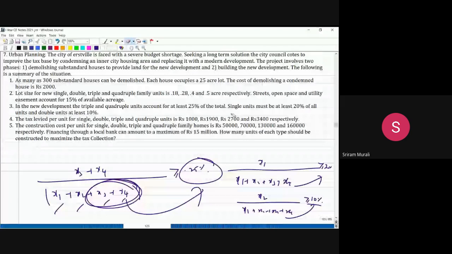The cost of construction per unit for single, double, triple, 4-unit will be, these are the expenses. For 1-story building it is 50,000, 2-story building 70,000, 3-story building 1,30,000, 4-story building 1,60,000 respectively. Finance will be arranged through the local bank, which can give 15 million. How many units of each type should be constructed to maximize a tax return?